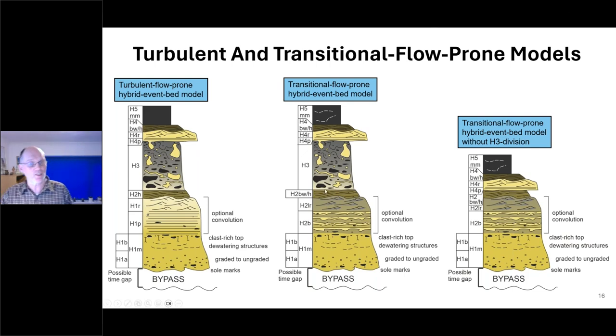We also found two types of transitional flow prone hybrid event bed models, one with an H3 division and another one without an H3 division. And these hybrid event beds tend to be poor in plain paralamination and ripple cross lamination, but rich in large ripples and low amplitude bedwave facies. So the transitional flows that form beds without H3, we interpret them to have had not enough clay, or perhaps were too fast to reach laminar flow conditions. And in general, they also did not enter the turbulent regime often because of the absence of plain paralamination and sandy ripples.